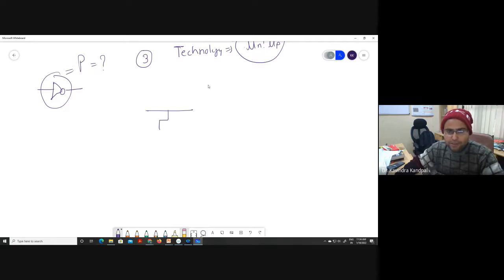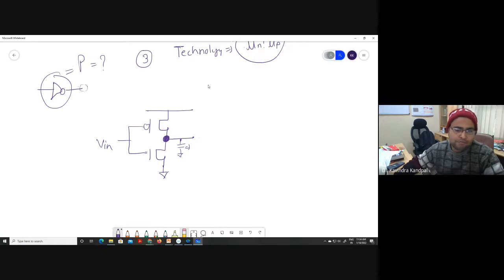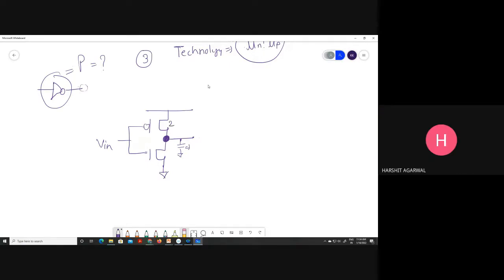By definition, parasitic delay is the delay when it is not driving any other load, which means it is not connected. If it is not driving any load, what will be the capacitance here? This capacitance will be only due to the diffusion capacitance appearing here. Yes or no? Yes, sir.